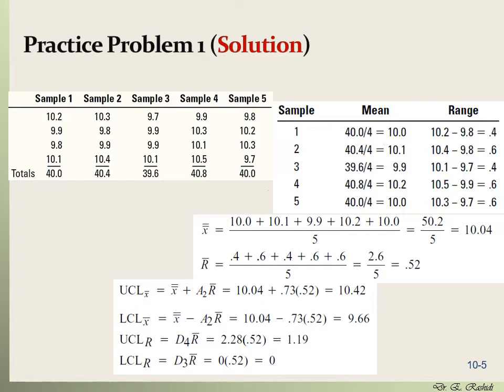Now let's see if that's also the case for the range chart. For the range chart, the control limits are between 0 and 1.19. And as you see here, none of these are outside of the control limits. So in terms of these two control charts, the mean chart, X bar chart, and also the R chart, range chart, the process looks to be in control.